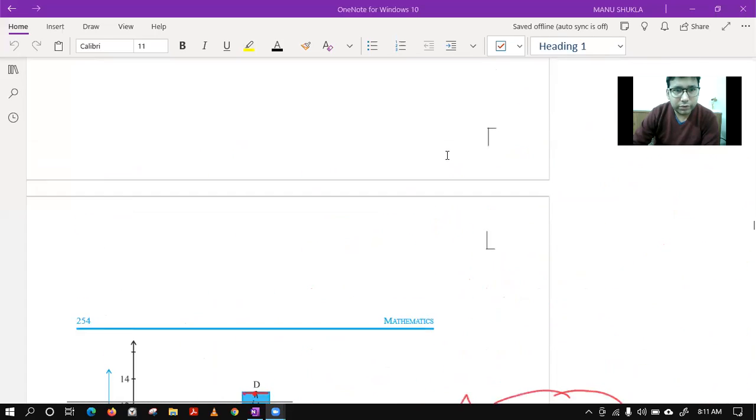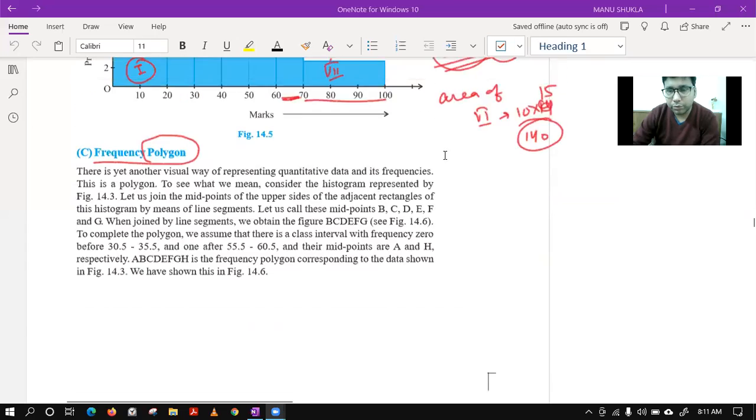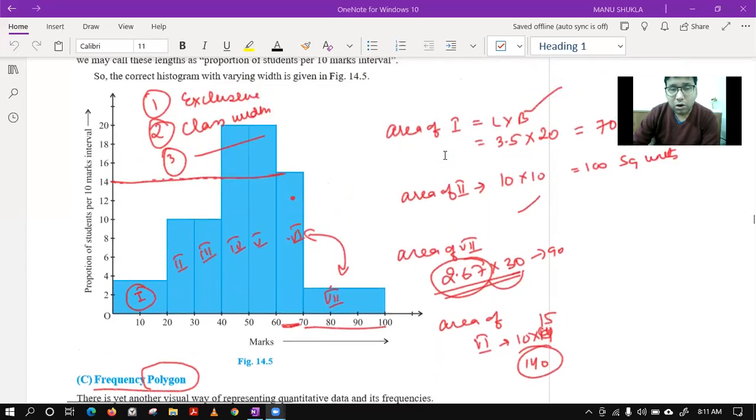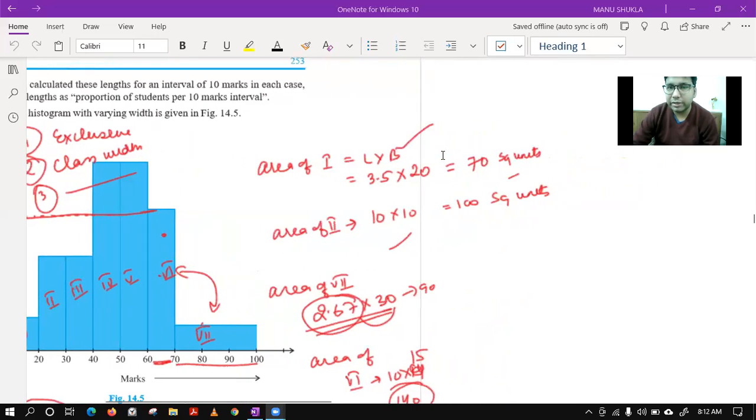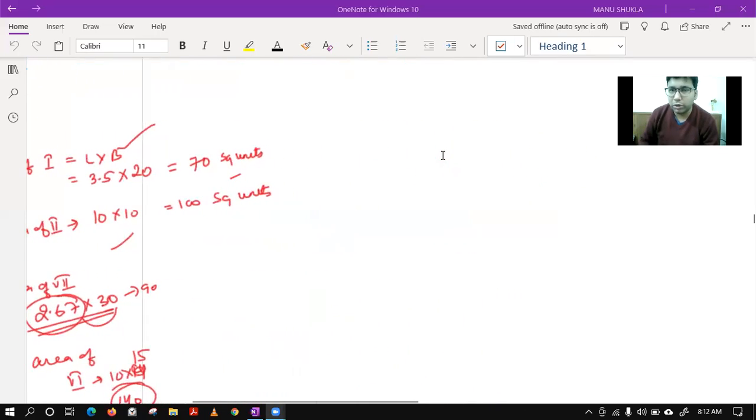In the last class, we discussed the topic of histogram, where we saw how the class width was affecting our graph, and if class width is not uniform, we have to change it. Not the class width, but we have to change the frequency according to the minimum class width that we have seen. The reason behind that: we had seen there were three conditions for a histogram to be done.